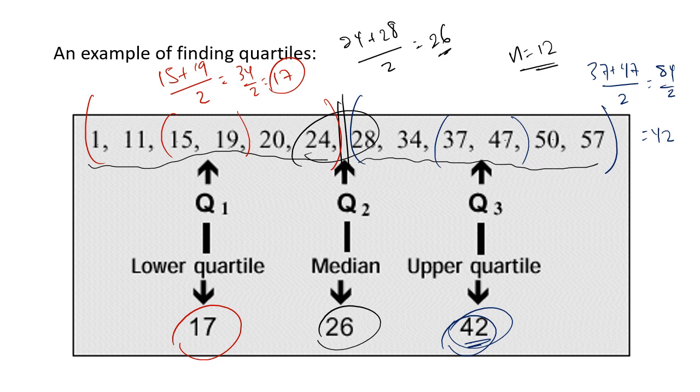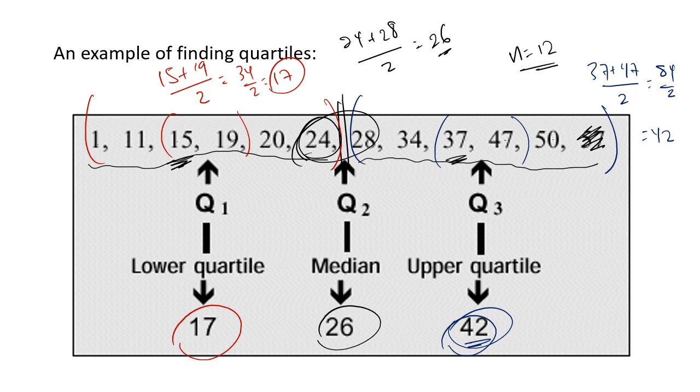an actual element in the data set. It wouldn't go in the lower half or the upper half. It would sort of be excluded. So if we didn't have, say, this 57, then 24 would now be our median. It would be the value in the middle. It would not go in the upper half or the lower half. And so then the first quartile would be 15 and the upper quartile would be 37.